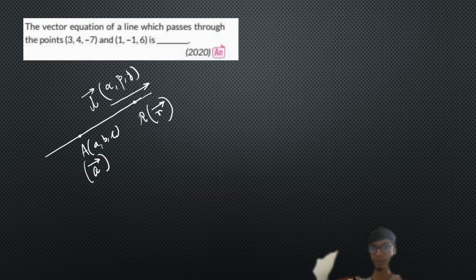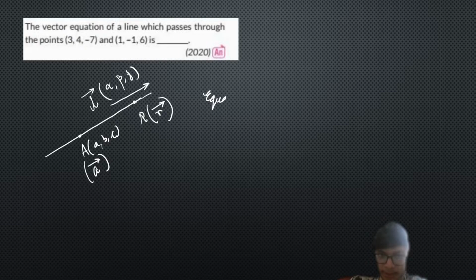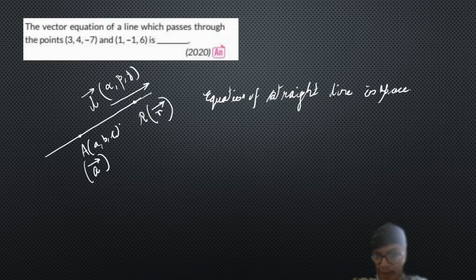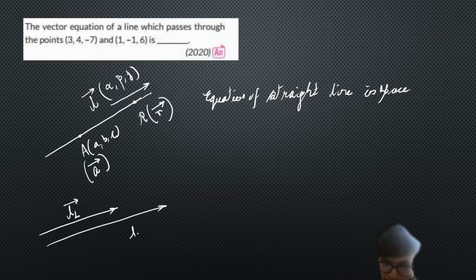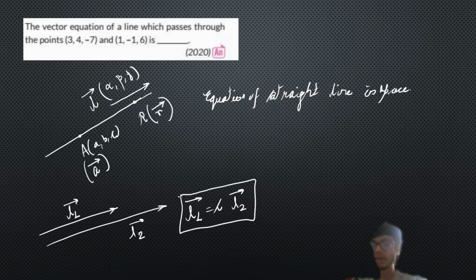So in order to write the equation of a straight line in space, I will try to understand the condition for a parallel line. We know that whenever two vectors are parallel, they may not be the same in magnitude, but they are parallel in direction. So if vector L1 is parallel to L2, then we write L1 vector as some multiple of L2. That is what we have seen in the chapter of vectors, right?